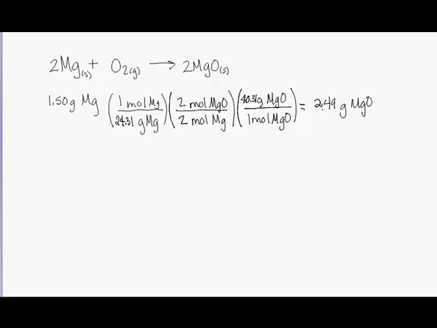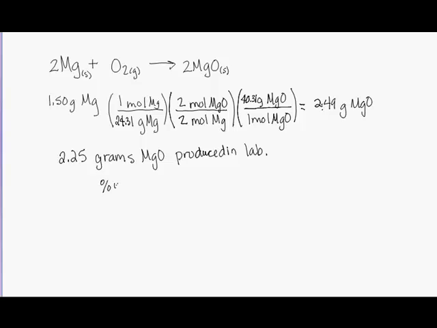Now that we know in an ideal reaction how much magnesium oxide we could expect to get from 1.5 grams of magnesium, we could go into the lab and do this experiment. Now, let's say, for example, that we got 2.25 grams of magnesium oxide when we did the experiment. We would want to know what our percent yield would be.